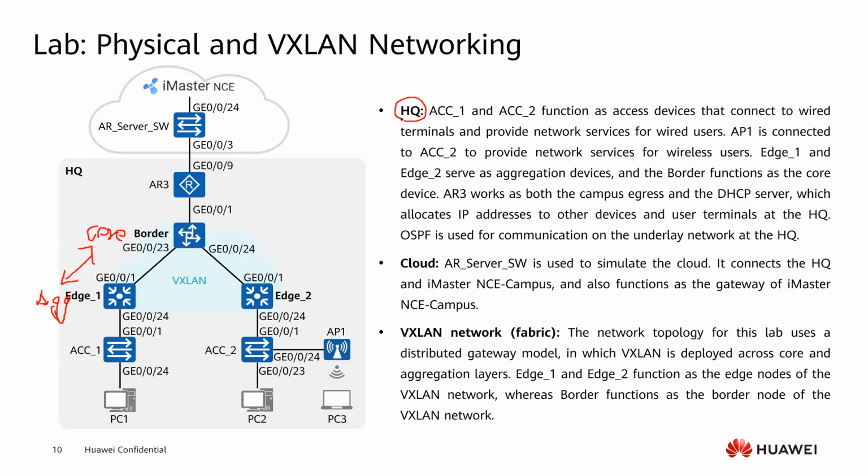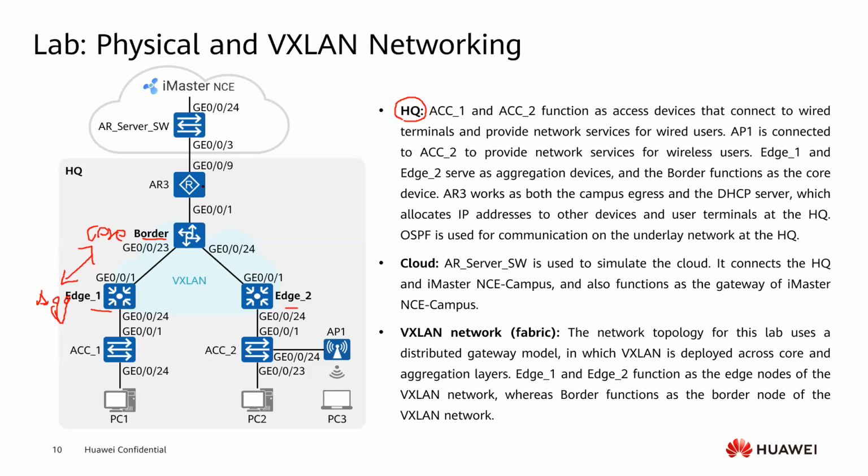The first part is the HQ. It's just our campus network. The two access devices are connected to the wired terminals, and ACC2 is connected to an AP, which provides the SSID for the wireless users to access. Then there are the aggregation layer devices, edge 1 and edge 2. We regard these two devices as the edge nodes of the fabric domain, or the VXLAN domain. And the core layer we regard as the border node of the VXLAN domain.